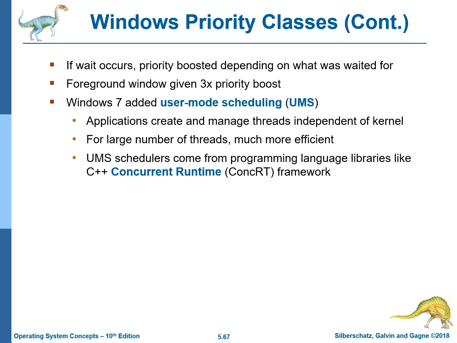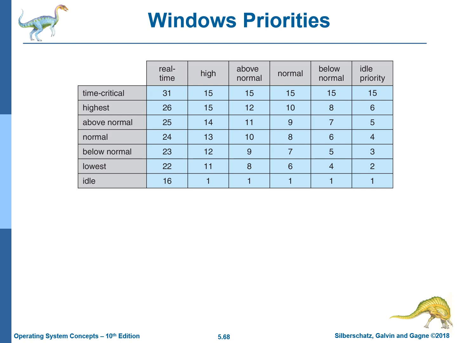Windows 7 added user-mode scheduling. Applications create and manage threads independent of the kernel. For a large number of threads, this is much more efficient. User-mode schedulers come from programming language libraries like C++ Concurrent Runtime Framework. As you can see here, these are the Windows priorities.